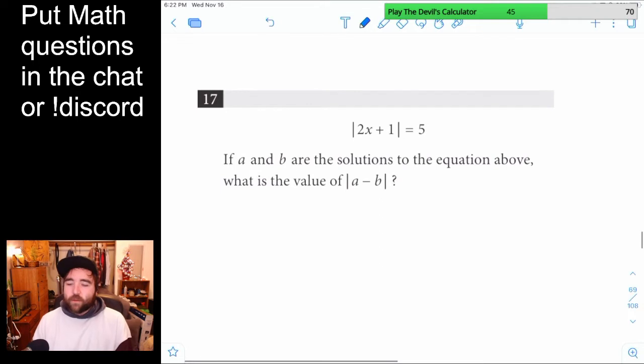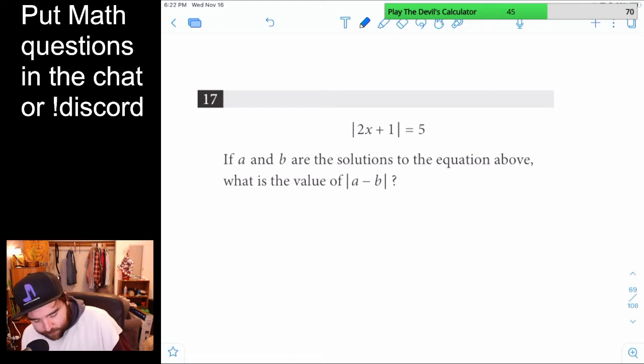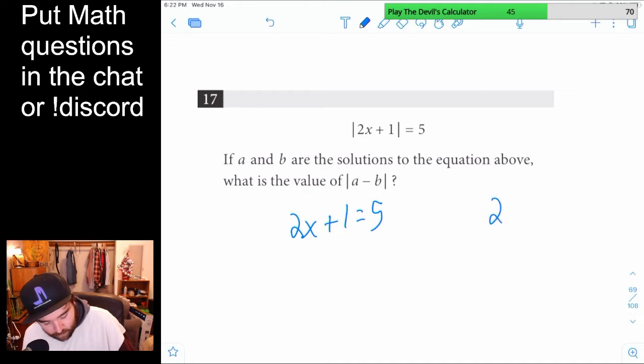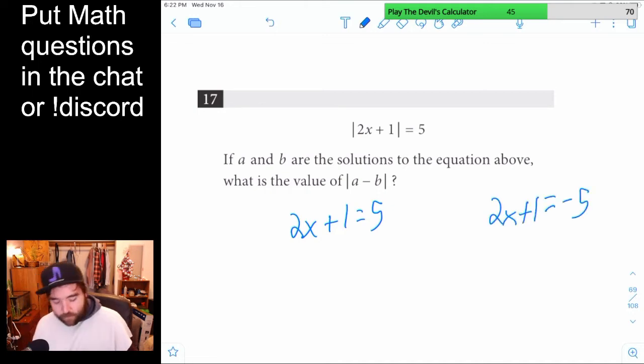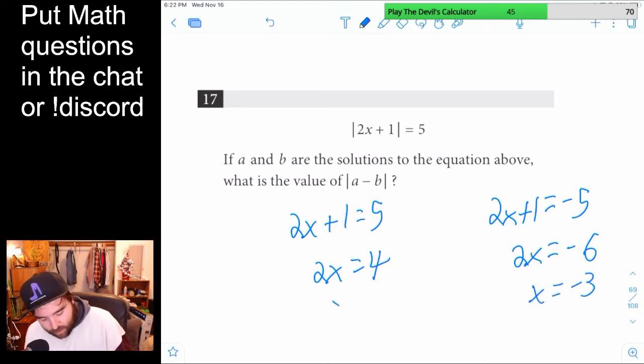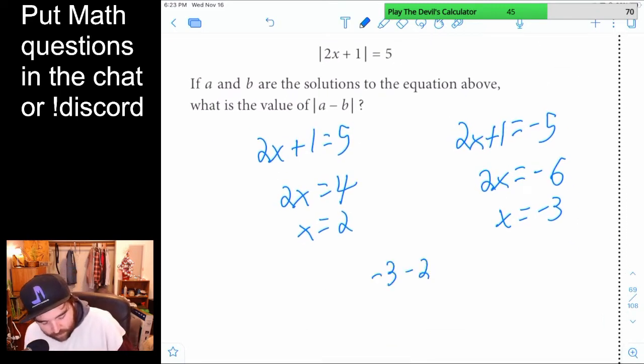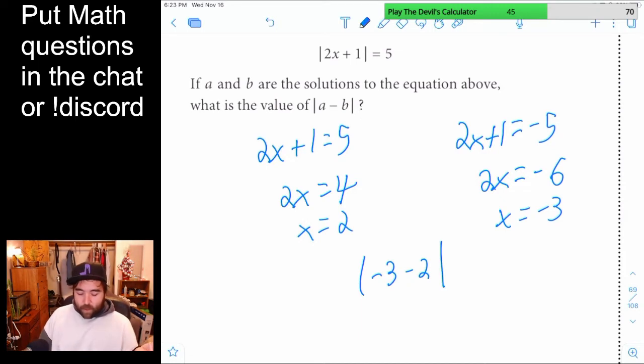Beautiful. If A and B are the solutions, what is the value of the absolute value of A minus B? I would just solve this out, personally. You've got absolute value equals a number, so it's either the positive version or the negative version, and I would solve for both of those. So 2x equals 4, and 2x equals negative 6. So x is 2 and x is negative 3. Those are the two solutions. Then I'd plug those in and ask, what's the absolute value of one of them minus the other? Negative 3 minus 2 is negative 5. The absolute value of that is positive 5.